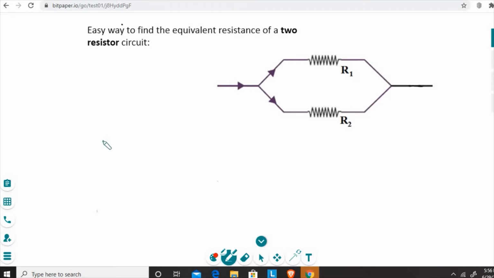So the first one, you are given two resistors that are in parallel, and you need to find the equivalent resistance of these two resistors. So you can use this equation: 1 over R equivalent is equal to 1 over R1 plus 1 over R2. And then if the numerical values are given, you can simply substitute and get the numerical value. Or else I will simplify this further algebraically, and then I'm going to get this expression.